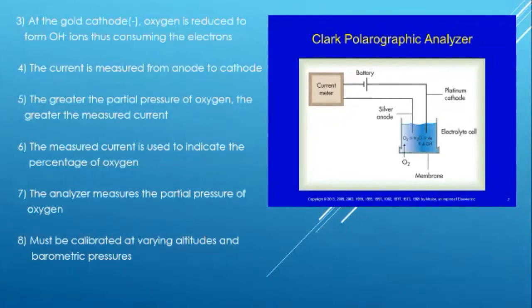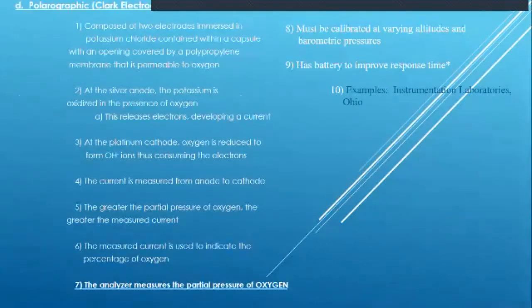Okay, this is the most important part right here. The analyzer measures the what? Partial pressure of the oxygen. That is the electrochemical, and we're talking about the galvanic type at this moment. Let's look at the next one. Same one, we're still talking about electrochemical. Remember we said electrochemical has two types, galvanic. Now we're talking about the polarographic.